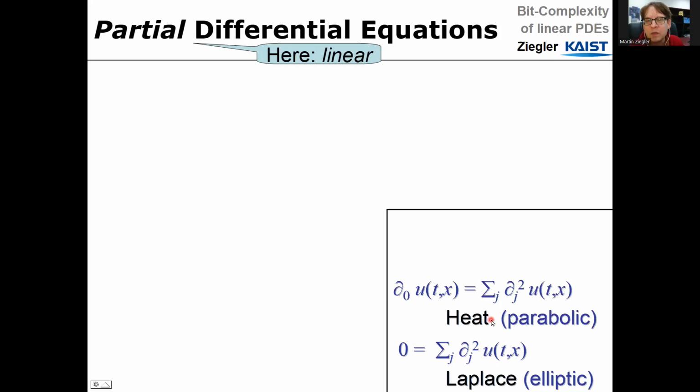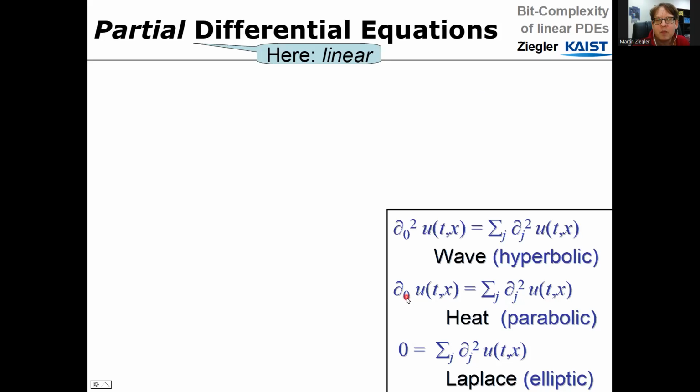The heat equation is a parabolic one, with a similar right-hand side, second order in space, and the left-hand side is first order in time. The subscript 0 here refers to temporal derivatives. And the wave equation is the prototype of a hyperbolic partial differential equation with second order derivative in time. So these are the equations here.